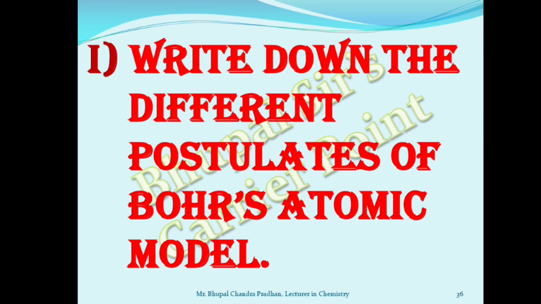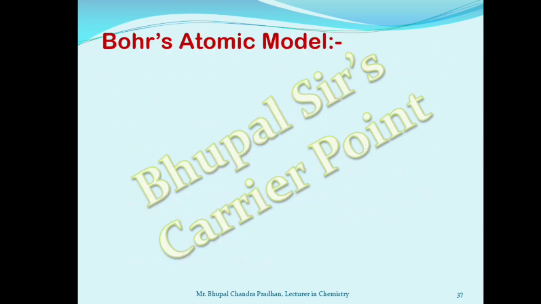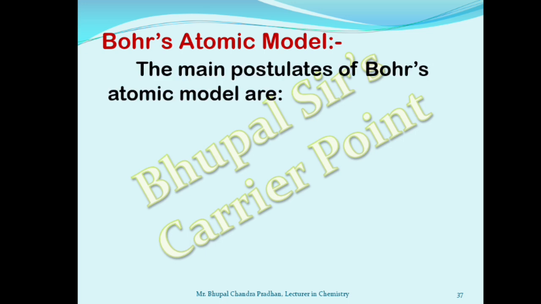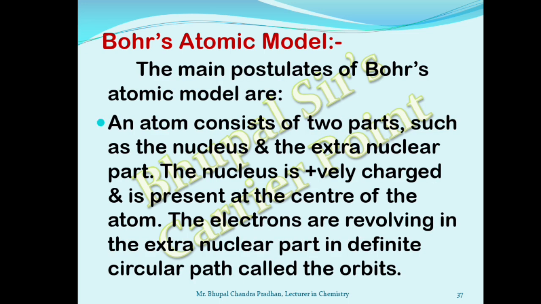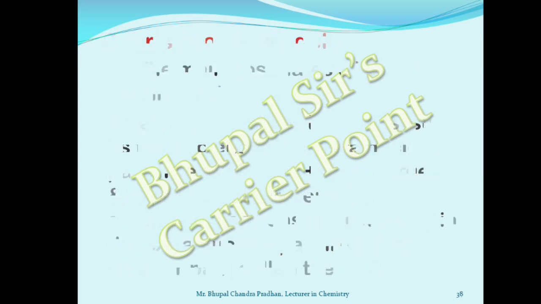Let us come for the first question. Write down the different postulates of Bohr's atomic model. The main postulates of Bohr's atomic model are: an atom consists of two parts, such as nucleus and the extranuclear part. The nucleus is positively charged and is present at the center of the atom. The electrons are revolving in the extranuclear part in definite circular paths called the orbits.